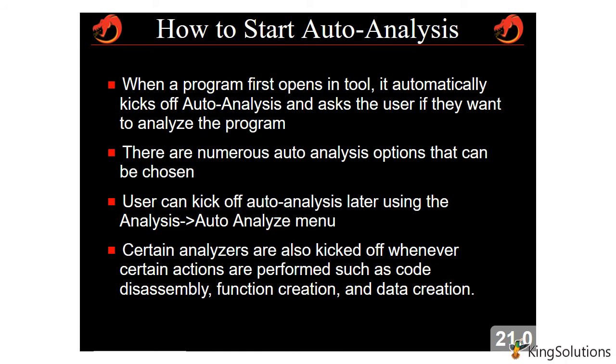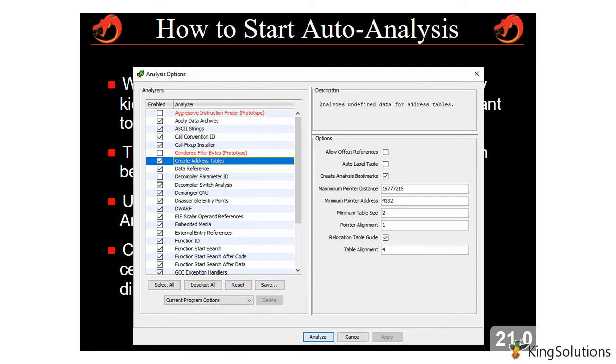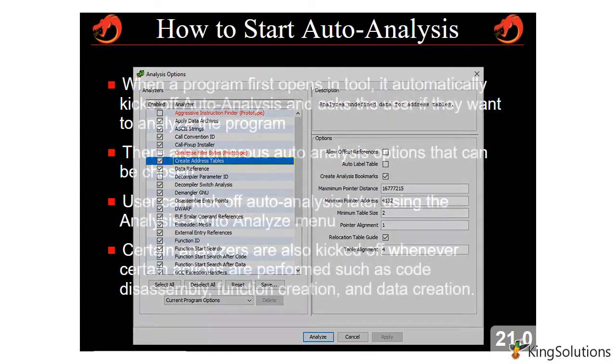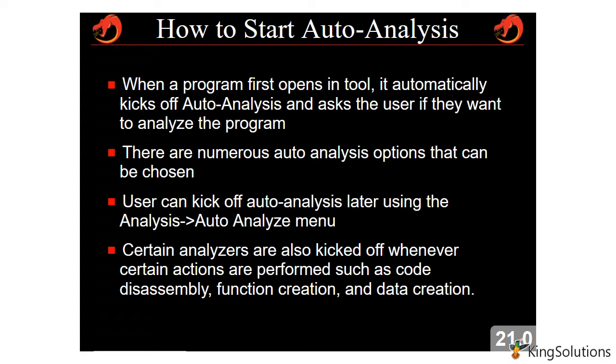How to start auto-analysis. When a program first opens in the tool, it automatically kicks off auto-analysis, which asks the user if they want to analyze the program. If you choose not to start auto-analysis right away, you can start it later by selecting Analysis Auto-Analyze from the menu. There are numerous analysis options that can be chosen. The default options change depending on what type of binary has been imported. Certain analyzers are also kicked off whenever specific actions are performed, such as code disassembly, function creation, and data creation.